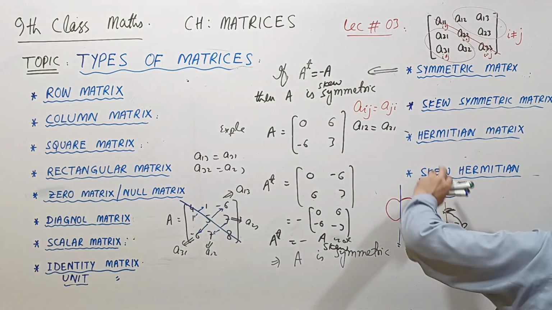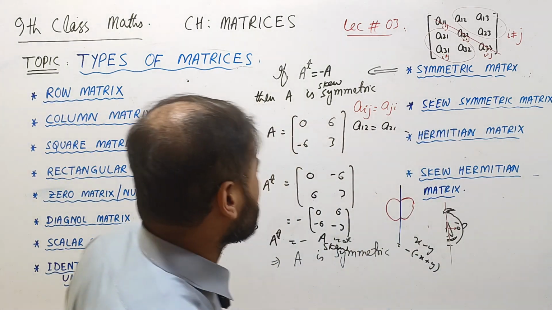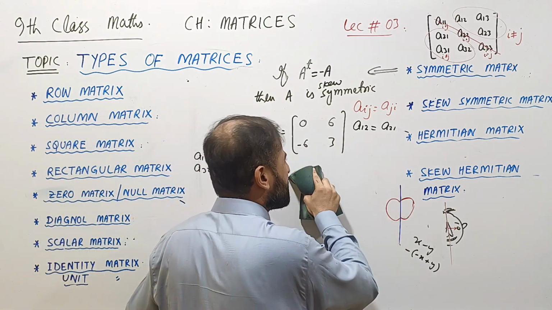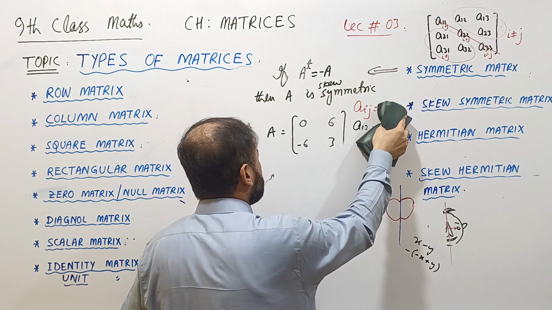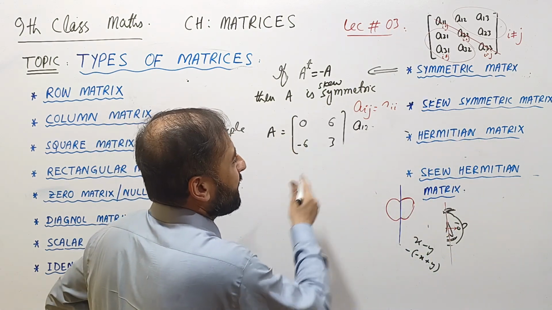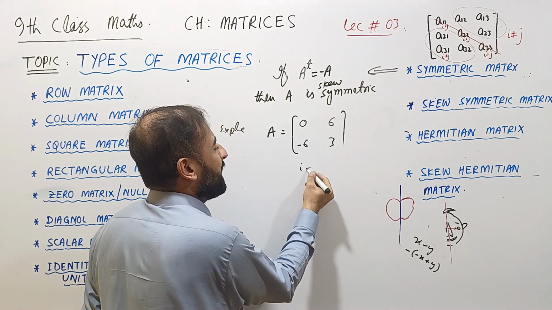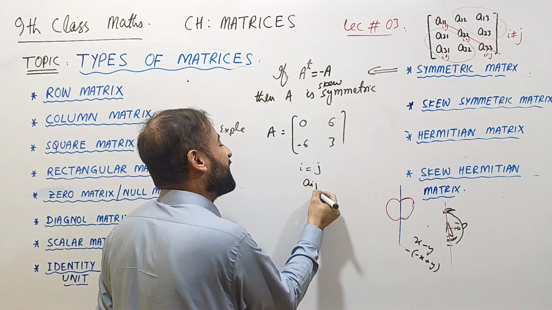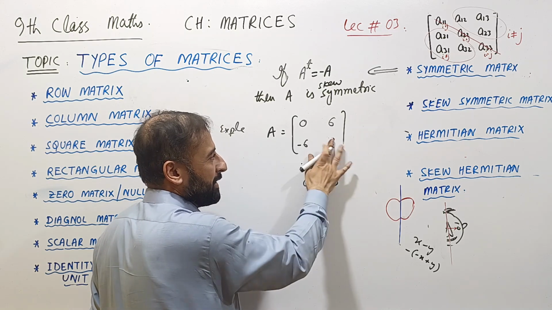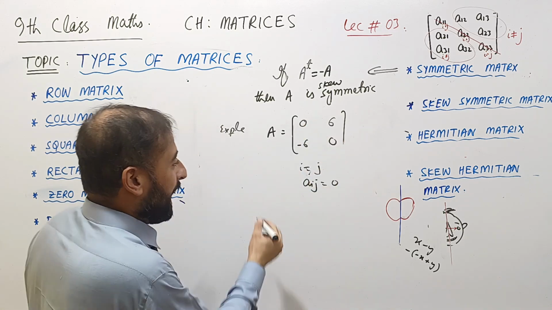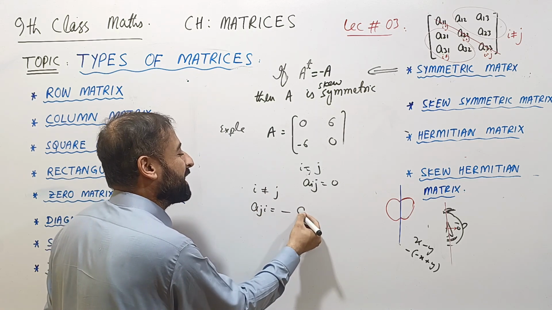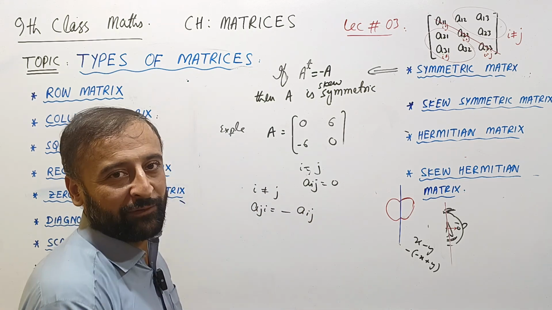The other two are not generally given in ninth class. If it is given, then you study. If not given, leave it. Sorry, I forgot to tell you the mathematical condition of skew symmetric. If i and j are equal, aij will be 0. And if i and j are not equal, then aji will be minus of aij, negative of each other.